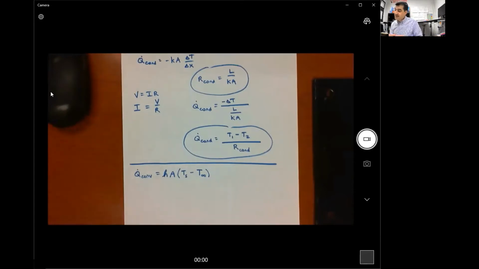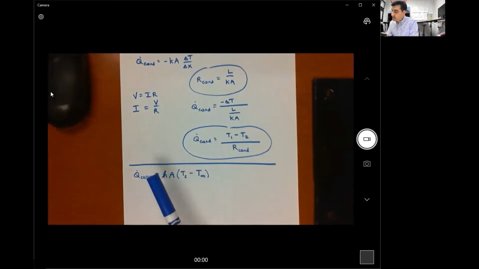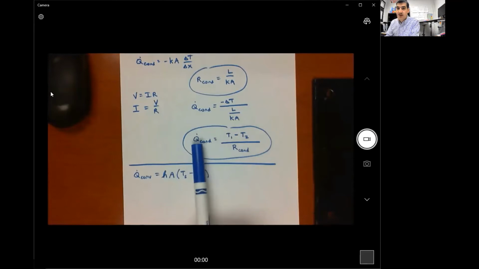So we want to get our equation here for convection into a form that is similar to this right here, where we've got a delta T and we've got a rate of heat transfer, and we want to define our resistance here in such a way that when we plug it in, we get back to this equation, because this is a true equation.